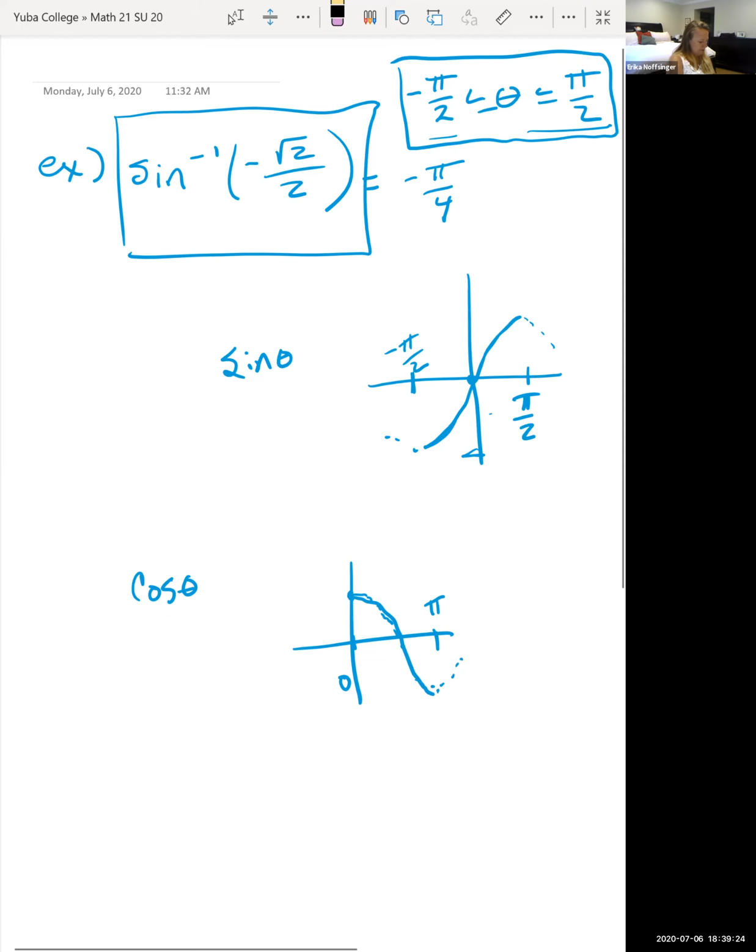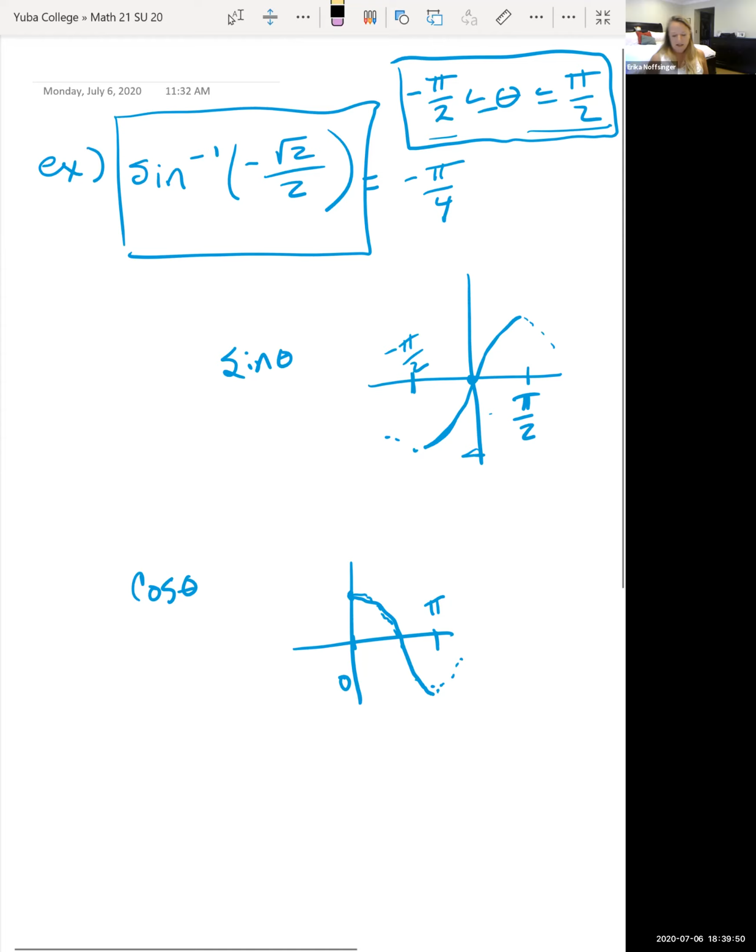And so, excuse me, Professor. Mm-hmm. Sorry, I had a quick question. Could we also do this problem by using a triangle? We could draw a triangle in the fourth quadrant and then put the angle in, and then the opposite would be the negative root 2, and then the hypotenuse would be 2. And then we could use a special right triangle to find the angle.